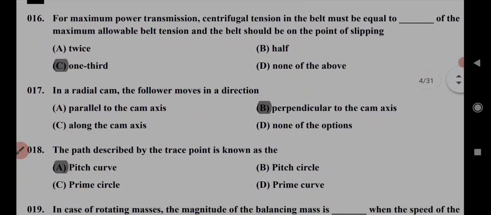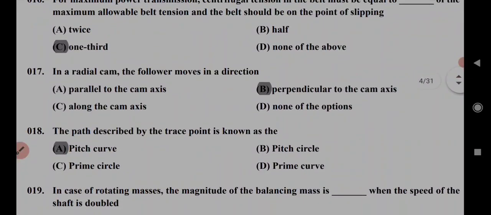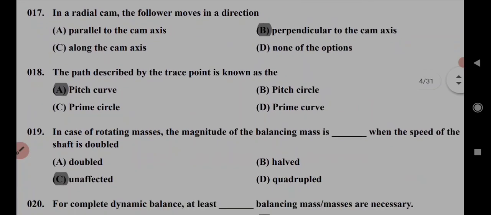16th question. For maximum power transmission, the centrifugal tension in the belt must be equal to one third of the maximum allowable belt tension, and the belt should be on the point of slipping. So option C is 1/3. 17th. In a radial cam, the follower moves in a direction perpendicular to the cam axis, option B.